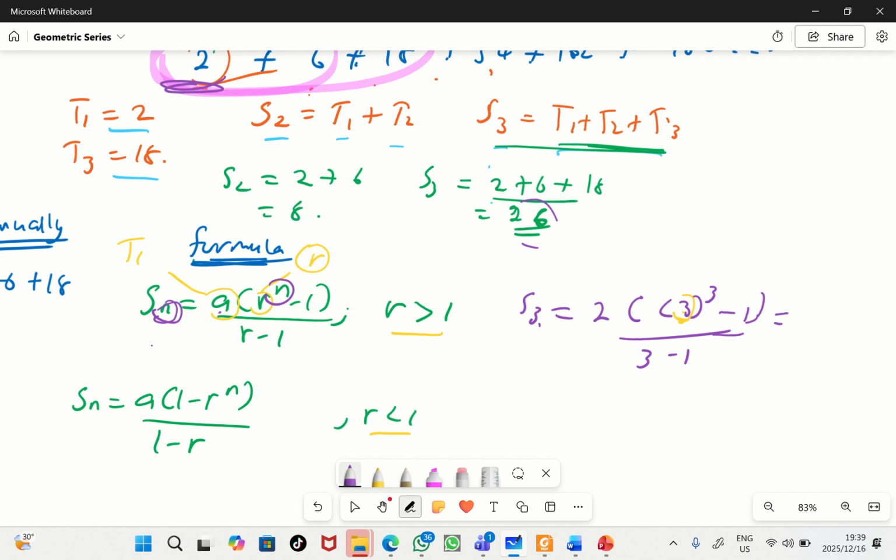26, proper stuff, 26. So it matches what we got manually. So you guys see that the formula works. Let's also prove to you that the second formula works, but please follow this: when r is greater than 1, you use the first one, and so on. So let's see if it works. Can you guys do the calculation for me and tell me if it gives us 26?